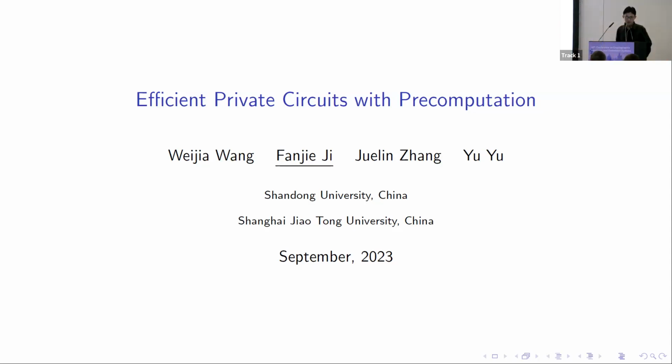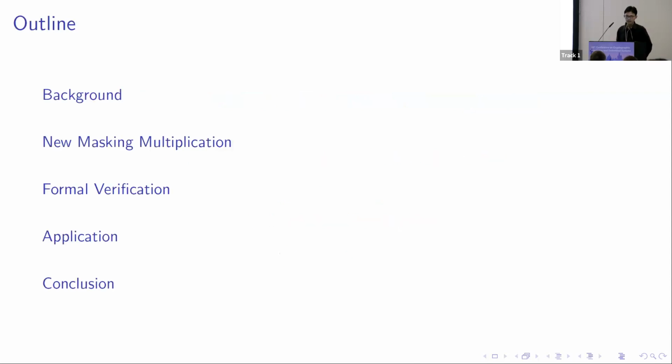Thanks for the introduction. This paper is about efficient private circuits with pre-computation, joint work with Weijia Wang, Juelin Zhang, and Yu Yu. First, let me introduce its background knowledge. Then I will introduce our new masking multiplications with its formal verification. Next, I will show its application. The final part will be the conclusion.